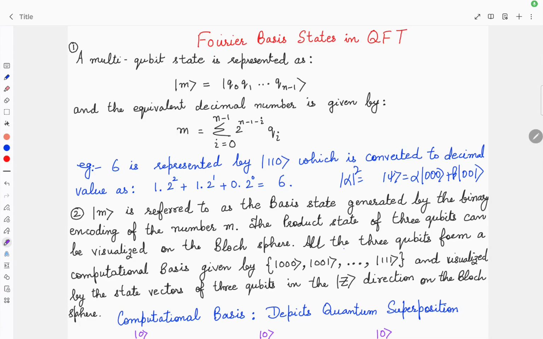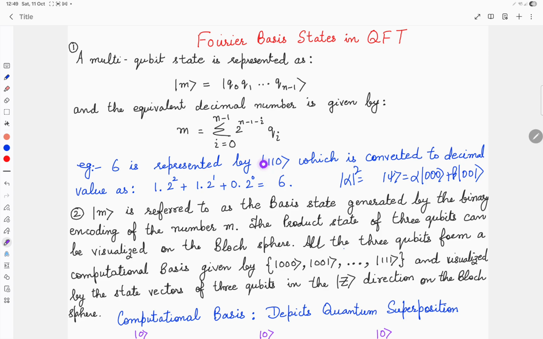Hello everybody. Let us discuss the Fourier basis states in quantum Fourier transform. A multi-qubit state is represented as ket m, represented by n qubits. So these q0, q1, up to qn minus 1 are the qubits which constitute this quantum state ket m. And its decimal equivalent can be found from this formula, which is basically the general formula to convert a binary number to a decimal number.